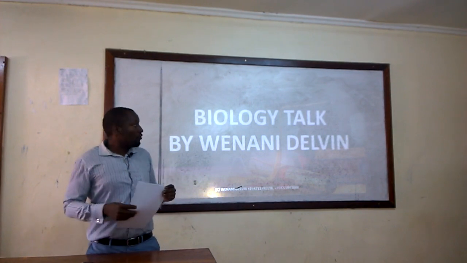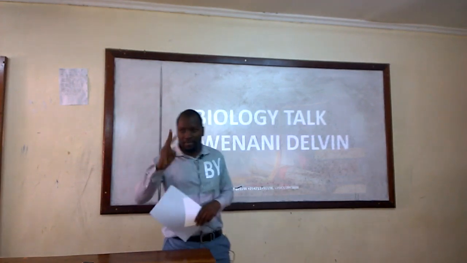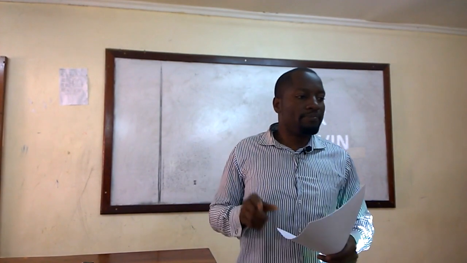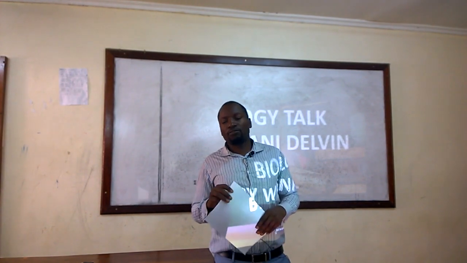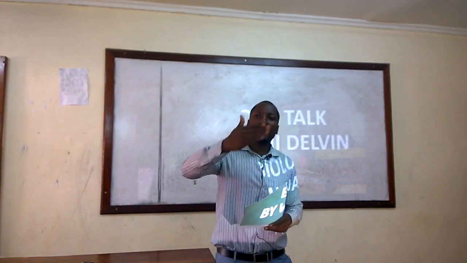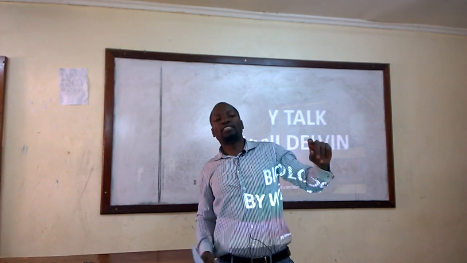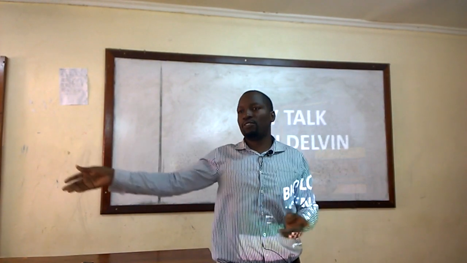So first of all, this is biology, and biology has 3 papers. The first paper is biology paper 1. Biology paper 1 is 80 marks. Out of 80 marks, it is what we call short answer questions. And that's why you discover that it has between 25 to around 30 questions.